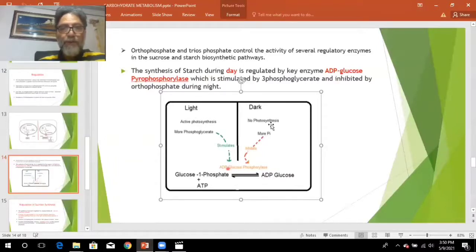That is during light. During dark, what will happen? There will be no photosynthesis taking place. There will be more availability of pyrophosphates, these inorganic phosphates or orthophosphates during night. And they will cause an inhibition on this enzyme. So it will be inhibited during night. During dark, there will be no ADP glucose and there will be no starch synthesis. That means during light and during dark, it is a key enzyme which is being regulated, called ADP glucose phosphorylase.